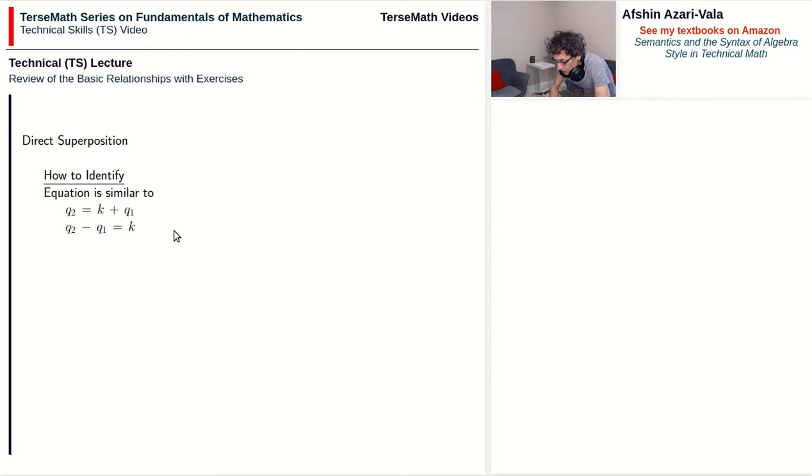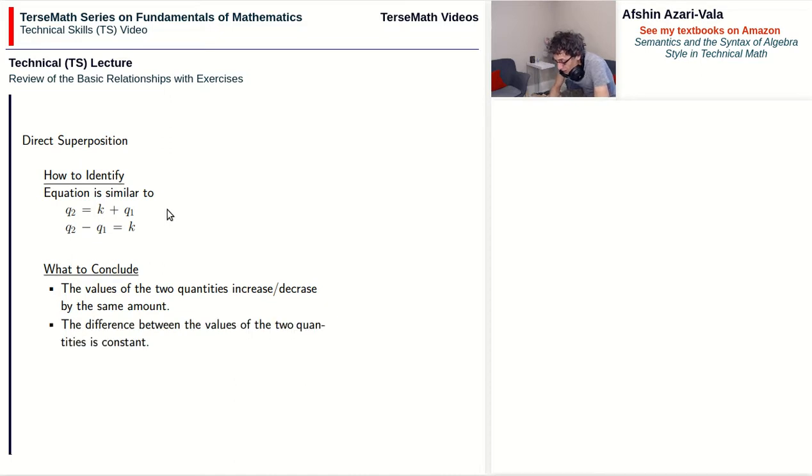So if your equation looks like either of these two, then what you're dealing with is a direct superposition relationship. And then right away you can make some conclusions. Two conclusions, in fact, you should be able to make right away. One is that for direct superposition, the values of the two quantities increase or decrease by the same amount. They both go up by 5, they both go down by 10, and so on.